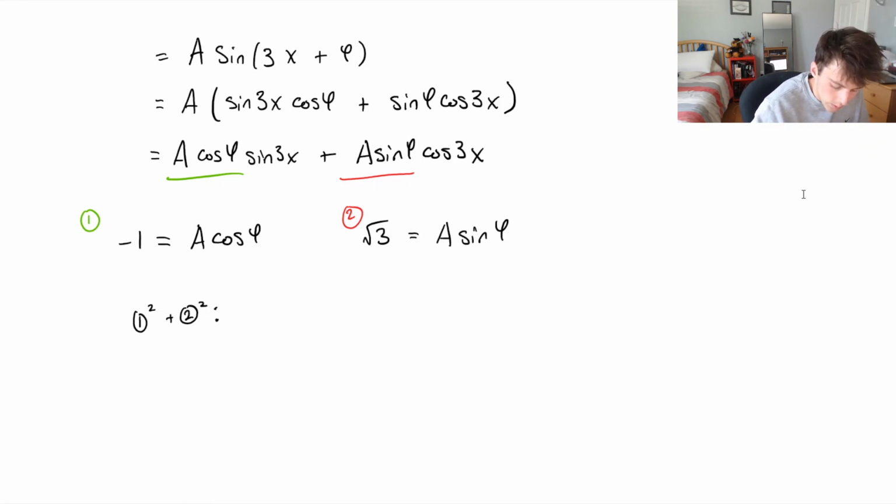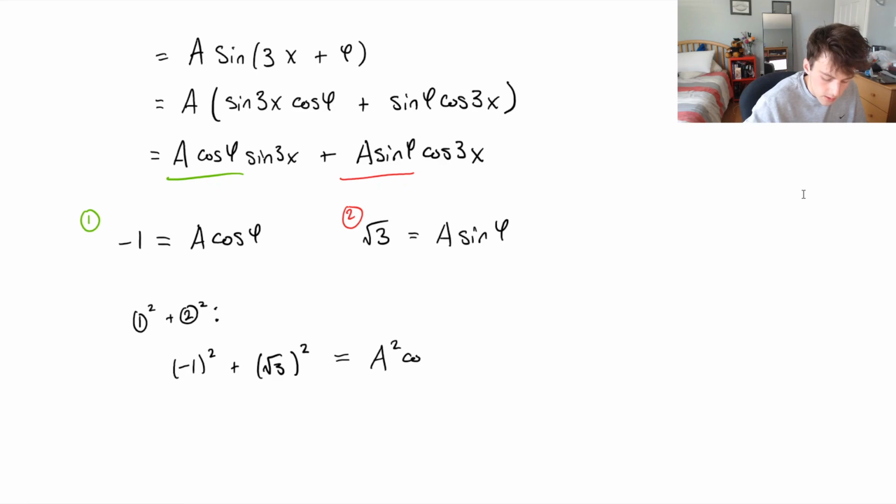So we've got -1 squared from equation 1, and we've got square root of 3 squared, is equal to, and now we've got a squared times cos squared phi plus a squared times sine squared phi.